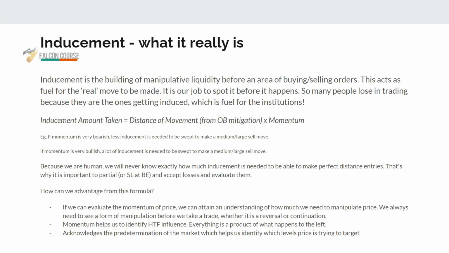We're not an algorithm. We're not the computer that gets that exact numerical feedback. We'll never know. So it's our job to identify, based on our momentum, how much inducement we're taking to be able to take that trade. That's why it's important to partial or put your stop loss at break even, however you personally want to do it, and accept losses and evaluate losses.